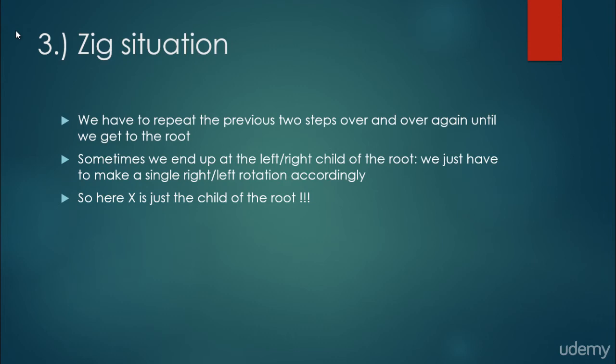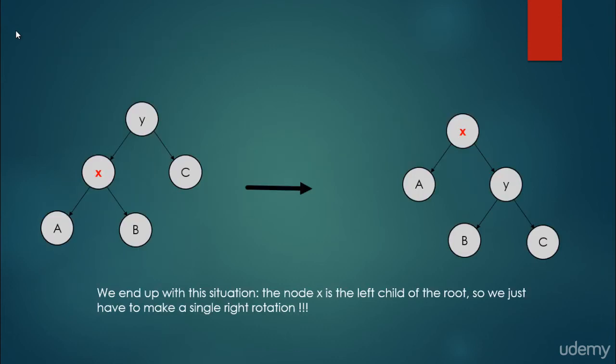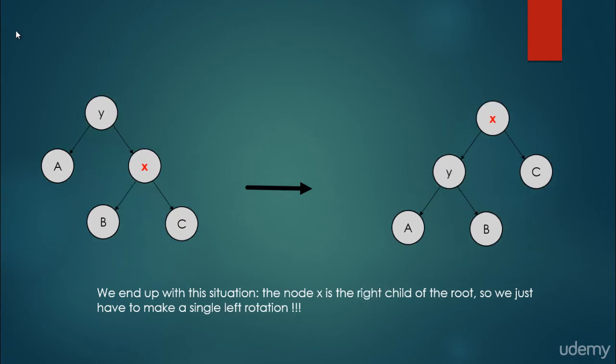So in this zig situation, x is just the child of the root. And for example, if x is the left child of y, we just have to make a simple right rotation, and as you can see, with this rotation, the x will be the root. So we just have to make a single right rotation. If the x is the right child of the root, then we have to make a left rotation.